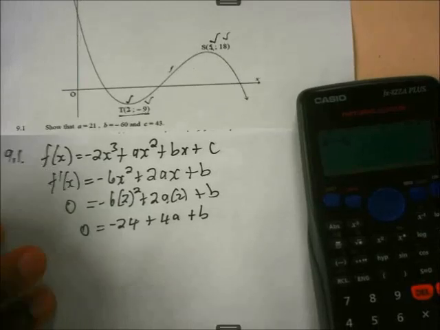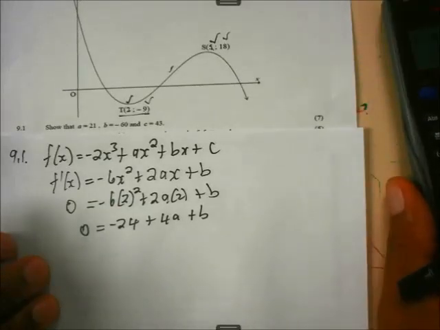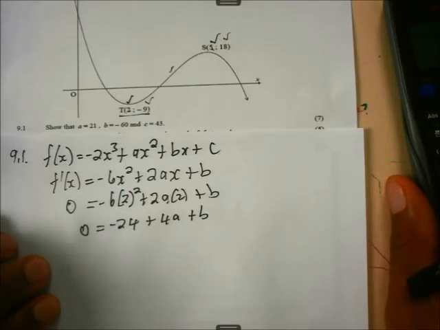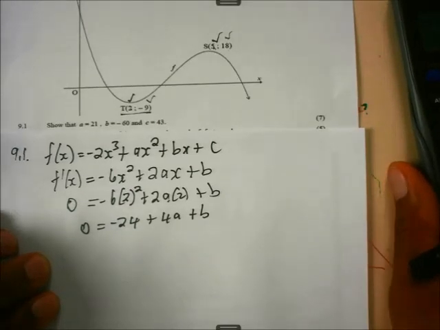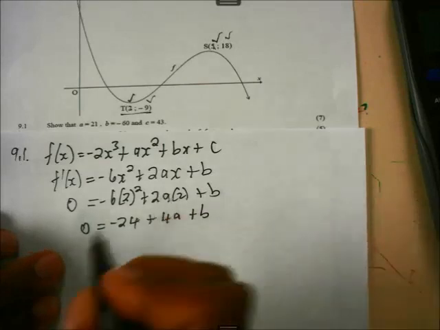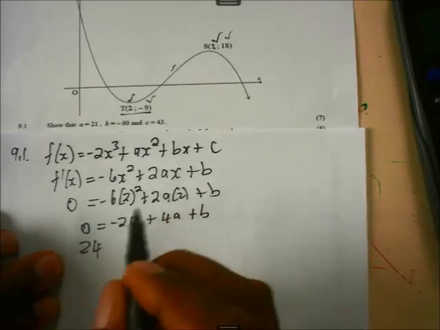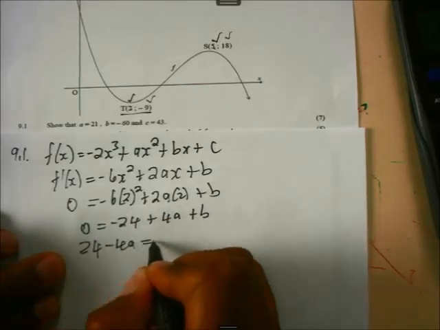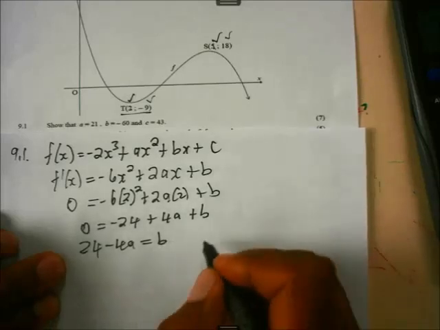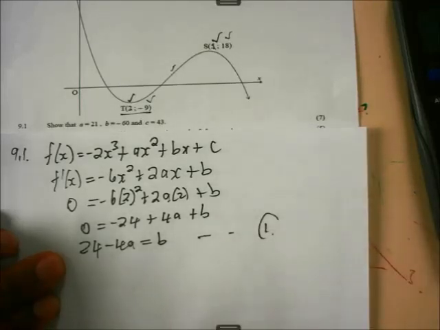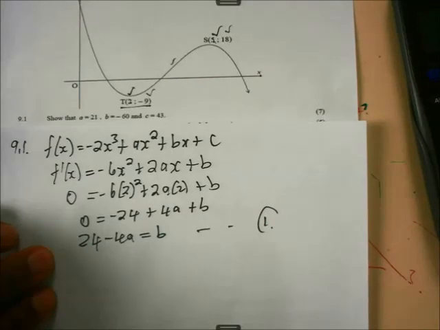Immediately when I see that I have 2 unknowns, I need 2 equations so that I can solve them simultaneously. From this one, 24 minus 4a is equal to b. This one will be the first equation.